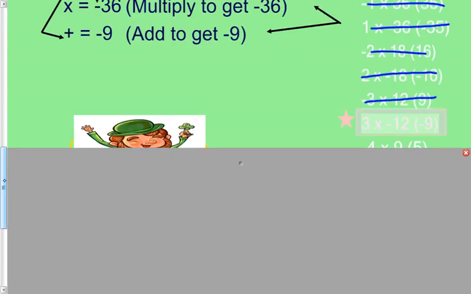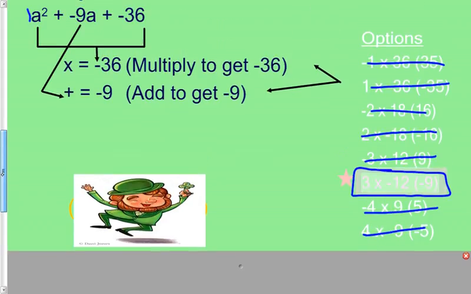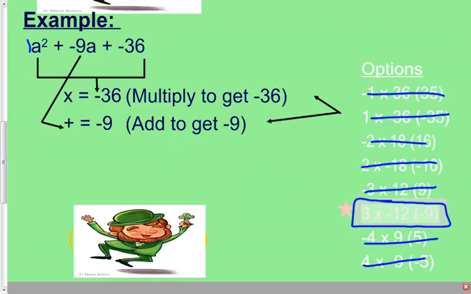The one that we're looking for, though, here is 3. I apologize for using x. Should be a dot or a parentheses, but 3 and negative 9 multiply to equal negative 36 and add to equal negative 9. Sorry, 3 and negative 12. And so those are our target numbers. So 3 and negative 12 are our target numbers.